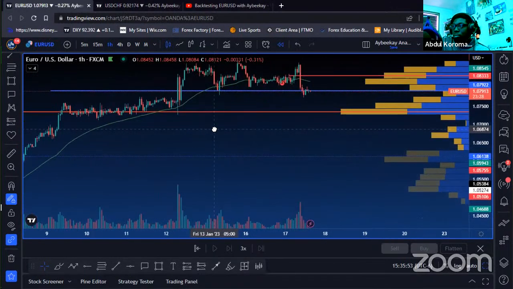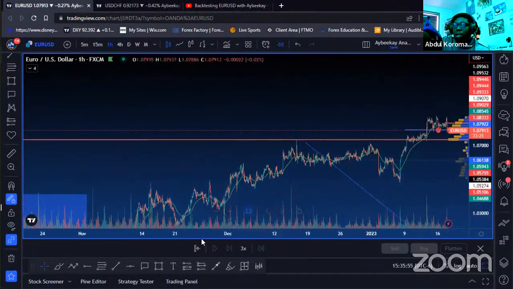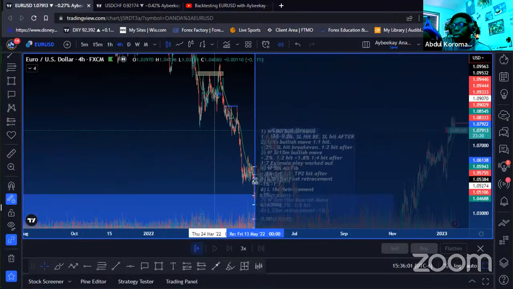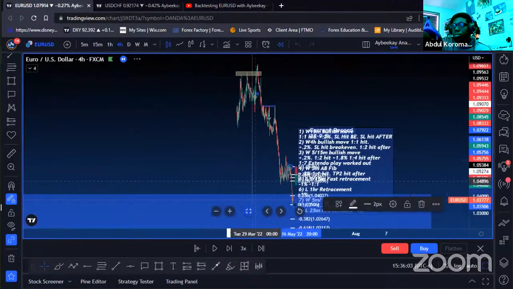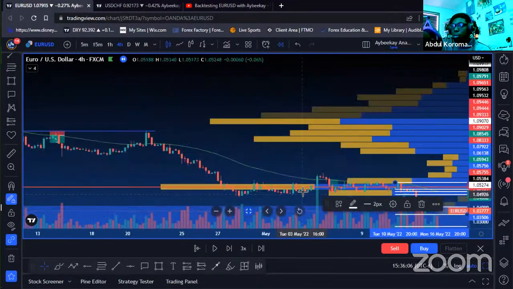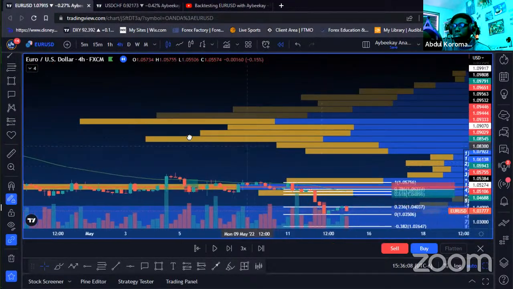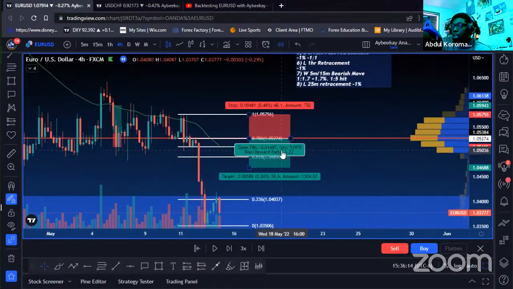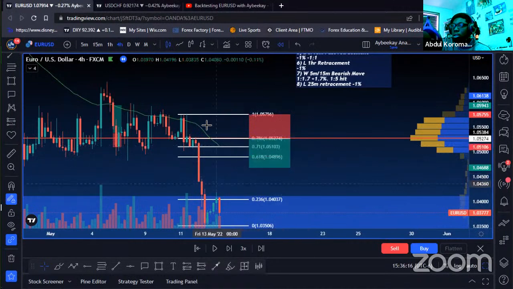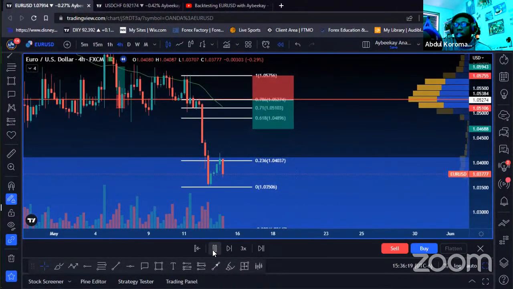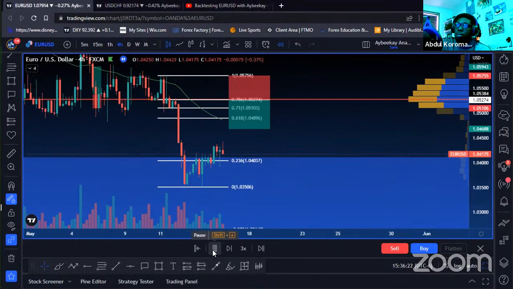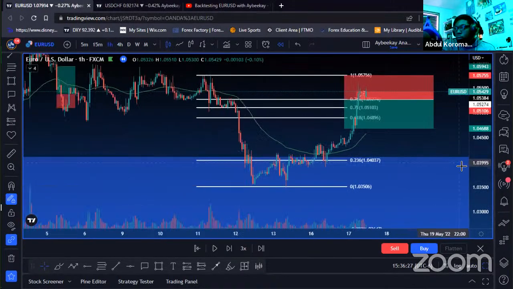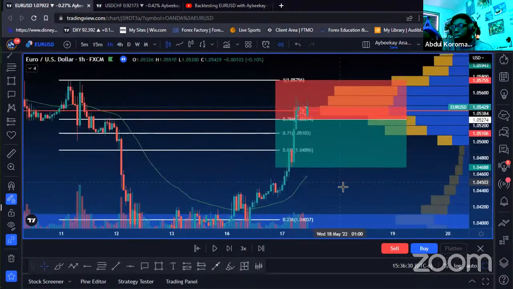Give me a second. I gotta go all the way back to where I was previously. Let's go into the 4 hour. I'm not sure if it was here or not, but 1.05274. Yeah, okay. This is exactly where I was at. Yep. Okay. So I'm in the trade.